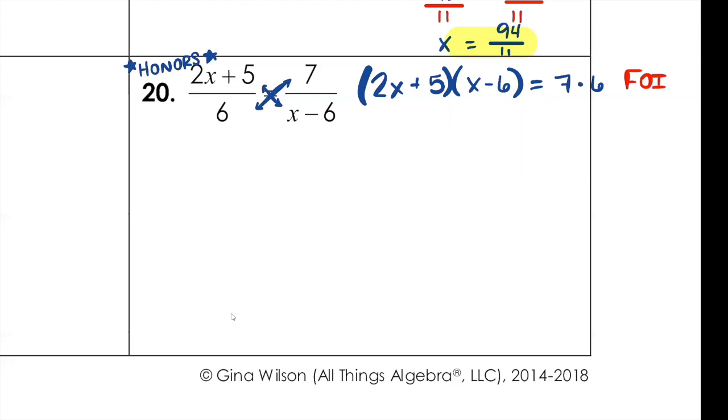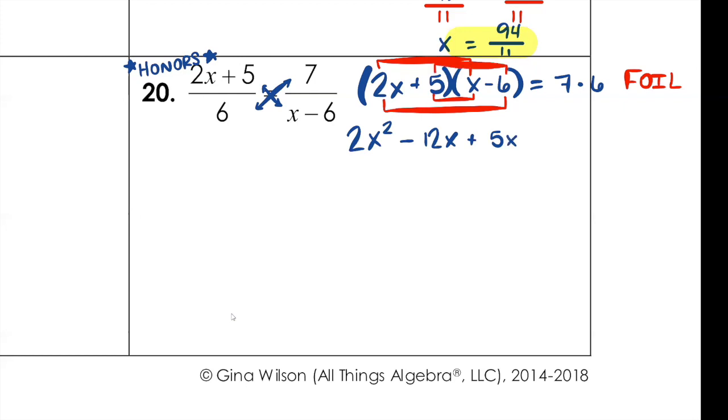So remember, we're going to FOIL. What does it mean to FOIL? It's when we multiply. For the F, you multiply your first terms, so 2x times x, 2x squared. You multiply your outside terms, so 2x times negative 6, minus 12x. You multiply your inside terms, so 5 times x, 5x, and then you multiply your last terms, so 5 times negative 6.